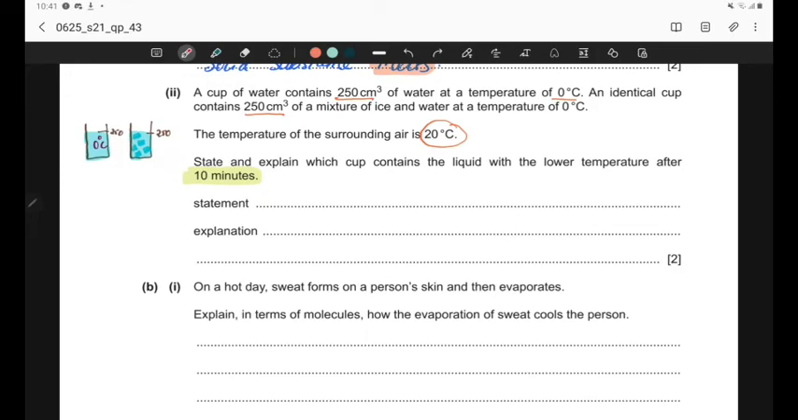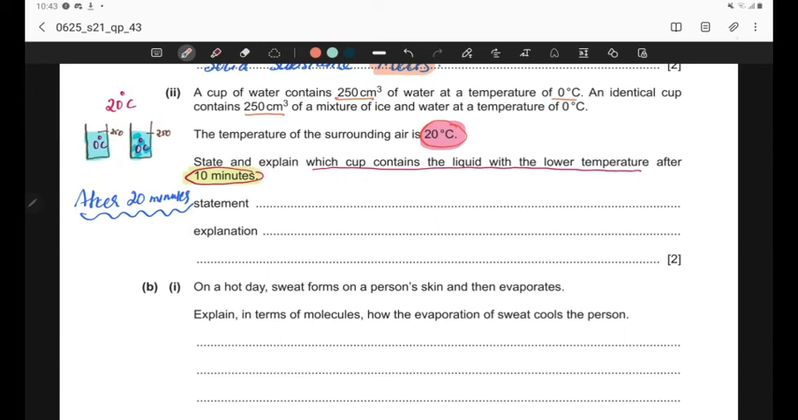And we need to check. We need to state and explain which cup contains the liquid with lower temperature after 10 minutes. So we can see what happens after 10 minutes. And there is a very important point given in the question, that the temperature of the surrounding air is 20 degrees Celsius. So the surroundings are at a higher temperature, that is 20 degrees, and the substance in both the cups is at a temperature of 0 degrees Celsius. Now let us see what happens if you keep these cups.